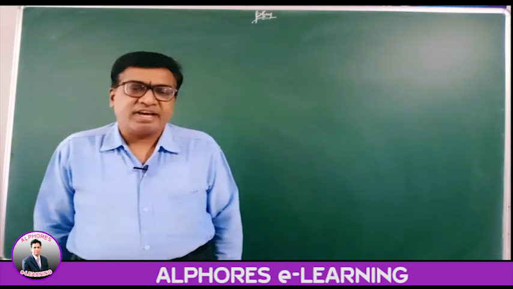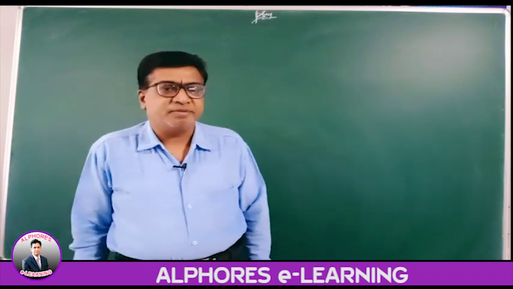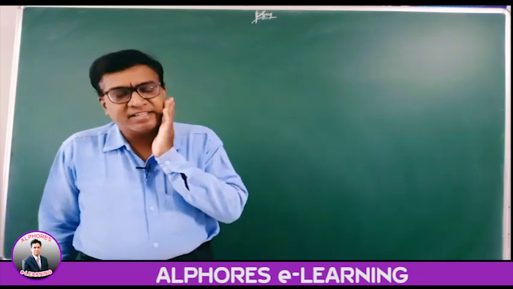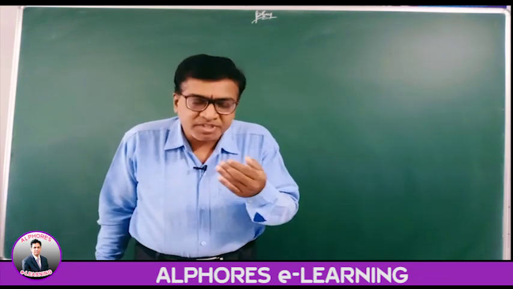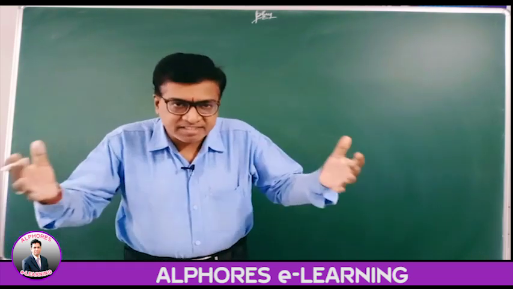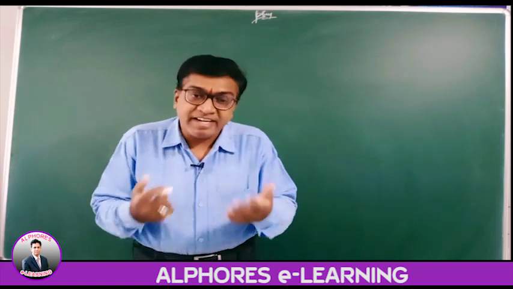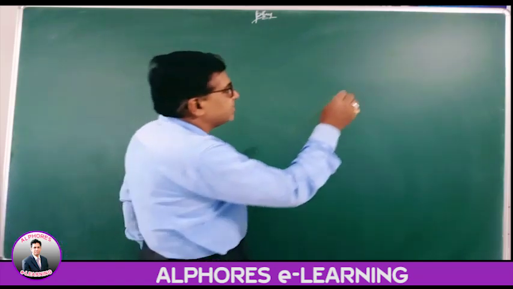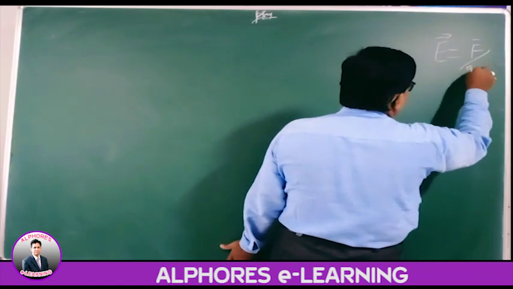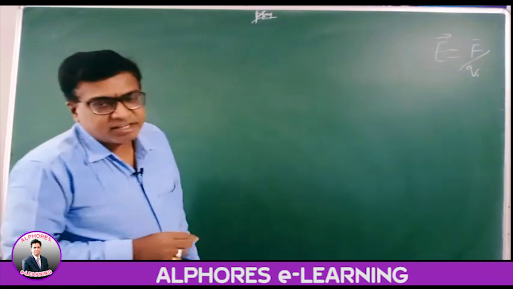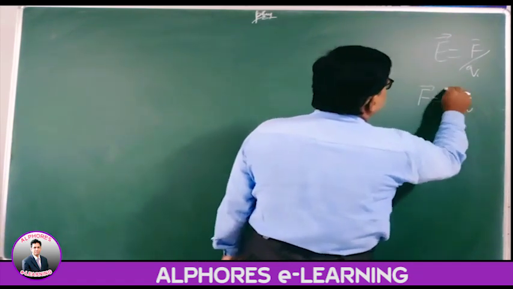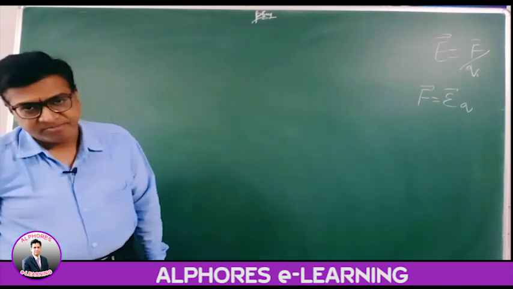Charge is a fundamental property. Charges are of two types: like charges repel, unlike charges attract. Coulomb's inverse square law: force F is proportional to Q1 Q2 by D square. Every charge has a field around it, the electric field. Electric field intensity E is defined as the force experienced by unit charge. E is equal to F by Q, so F is equal to EQ. We are going to use this in today's topic.